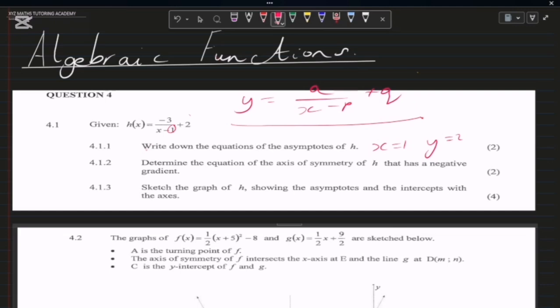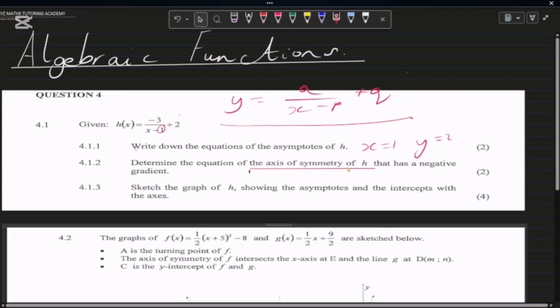And then 4.1.2, they are saying we must determine the equation of the axis of symmetry of h that has a negative gradient. Now you will recall when we were talking about hyperbolic functions, we said that a hyperbolic function has two axes of symmetry. Remember, an axis of symmetry is simply a straight line that divides the graph into two equal parts. So basically, it cuts the graph in half. That is the simplest way we can think about an axis of symmetry.